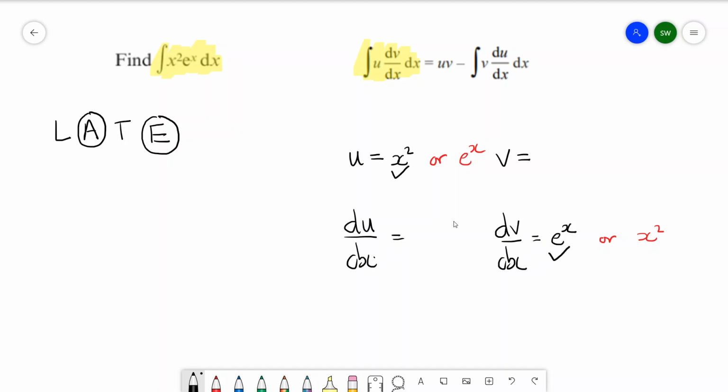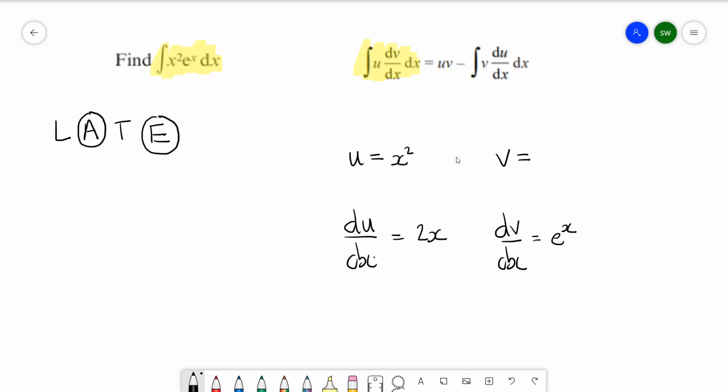If you're not using the acronym LATE, then you can see that if we had u equal to e to the x, then when we differentiate it, we're going to get e to the x, which isn't going to become any simpler. And when we integrate x squared, it's going to get more complicated as well. So if we got it the wrong way around, we would end up with an integral that's no simpler.